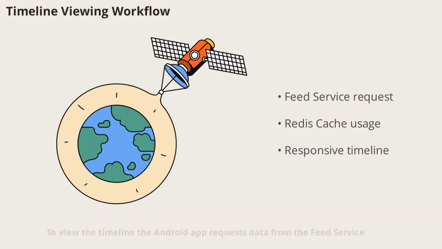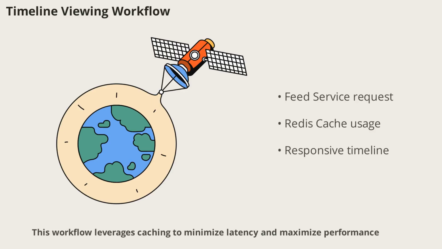To view the timeline, the Android app requests data from the feed service. The service fetches tweets from the Redis cache or queries the tweet database if not cached. Fetched tweets are displayed on the user's timeline, providing a seamless and responsive experience. This workflow leverages caching to minimize latency and maximize performance.